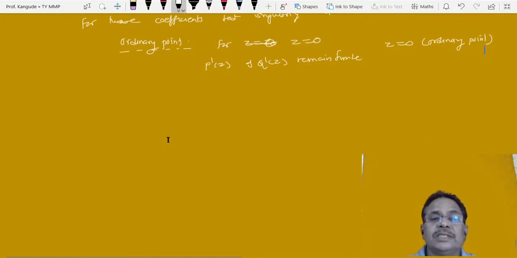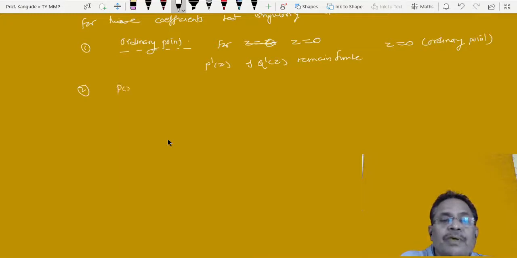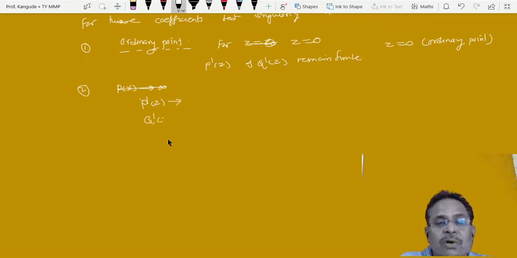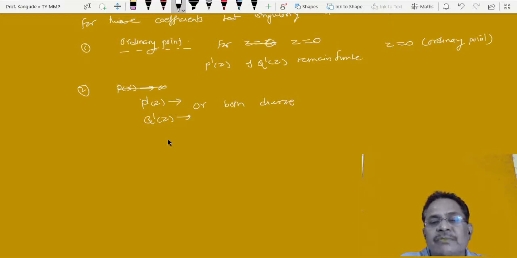Then second, after the first point, the ordinary point, is this: either p dash of z or q dash of z, or both, diverge, that means becomes infinity at z equal to 0, then such a point is called a singular point, just like what we did in the earlier case.